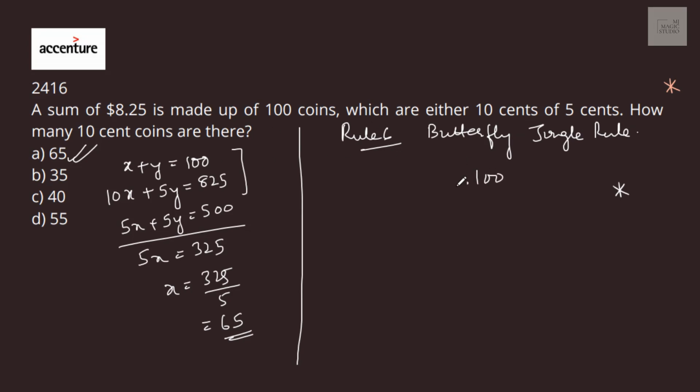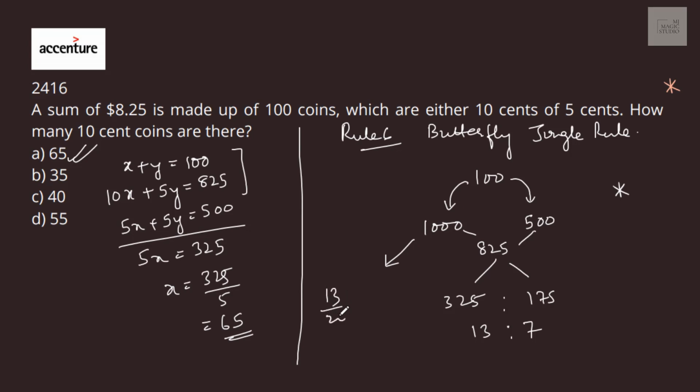Okay, so if all the coins are 10-cent coins, I should have 1000 cents. If all the coins are 5-cent coins, I should have 500 cents, but I have 825 cents with me. So 825 minus 500 is 325, and 500 minus 325 gives 175. So this ratio would be 13 is to 7.